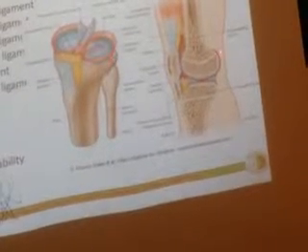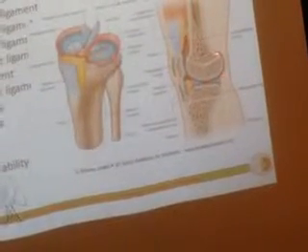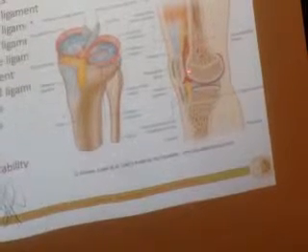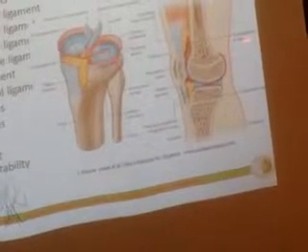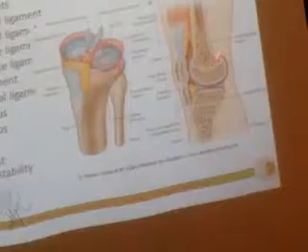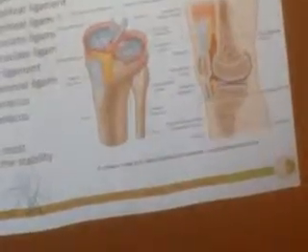Wherever there is articular surface, it will not be there. Along with that, this will continue above as the suprapatellar bursa here. So the continuation of the knee joint is into the suprapatellar bursa.